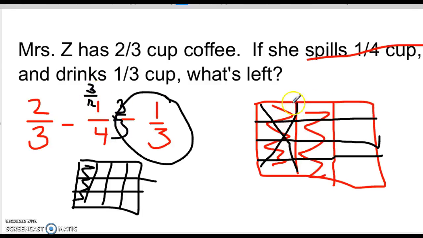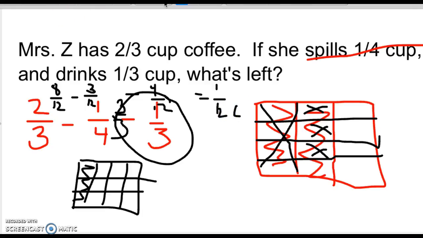So I need to cross out 3 of these 12 pieces. So 1, 2, 3. And what I've got left is this one piece here because I crossed out this already. I crossed out the third. The third is the same as 4/12. And my 2/3, once I split it into 12ths, well, that was the same as 1, 2, 3, 4, 5, 6, 7, 8 12ths. And so I start with 8 12ths, and I take away 3 12ths. That's 5 12ths. And I take away another 4 12ths. That's 1 12th, and that makes sense. I would have 1/12 of a cup of coffee left.